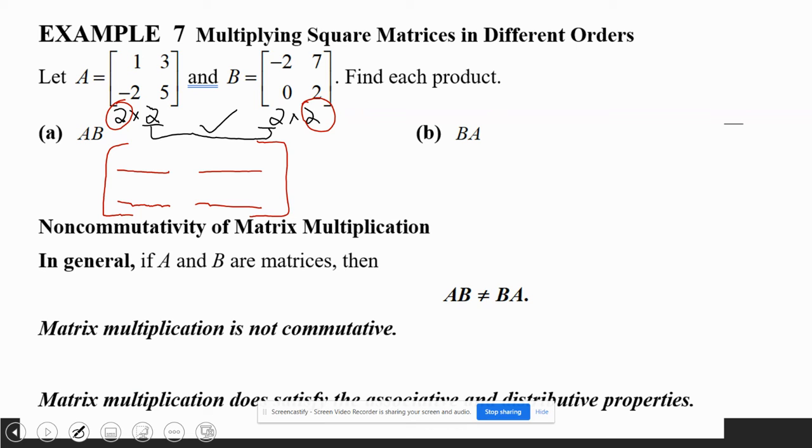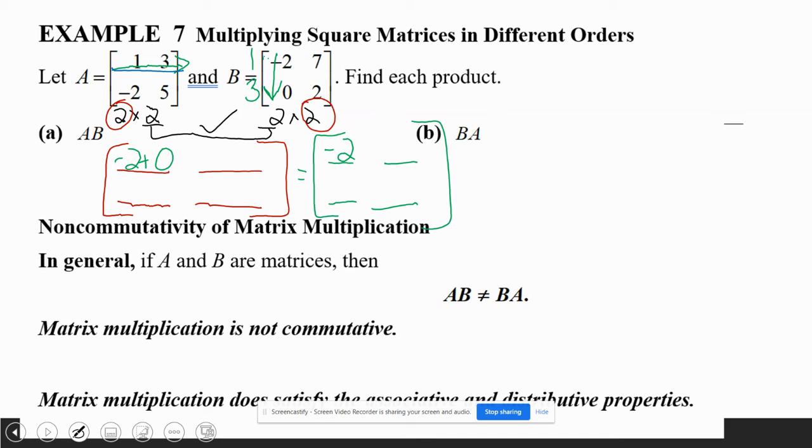So now, how do we actually multiply A times B? Well, we multiply the row on A by the column on B. So 1 and 3. 1 times negative 2 is negative 2. 3 times 0 is 0. Negative 2 plus 0 is negative 2. And that's how we get our first answer.